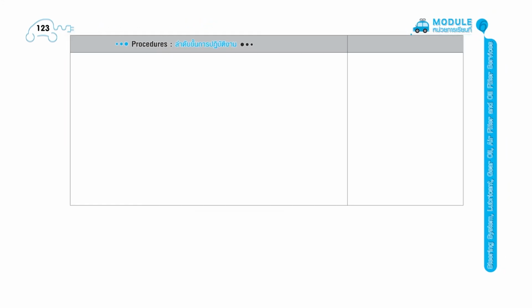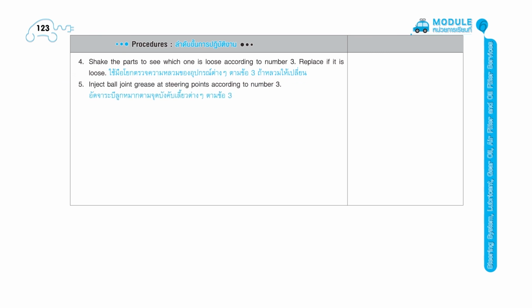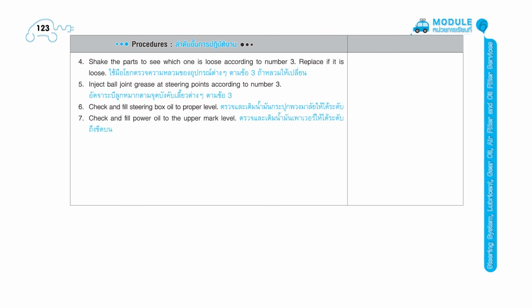Page 123. Procedures. 4. Shake the parts to see which one is loose according to number 3. Replace it if it is loose. 5. Inject ball joint grease at steering points according to number 3. 6. Check and fill steering box oil to proper level. 7. Check and fill power oil to the upper mark level.